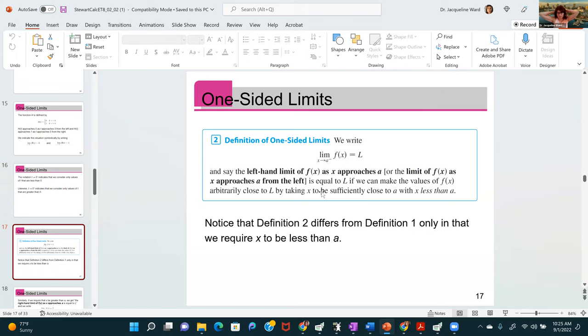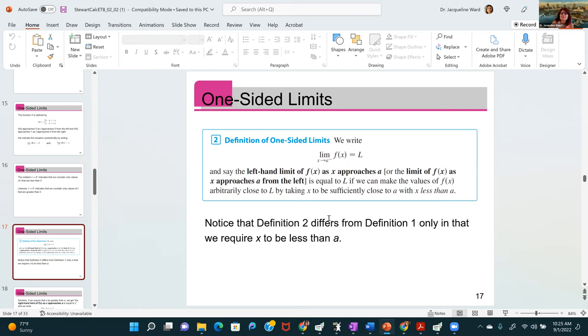All right, so the definition of a one-sided limit. We write the limit as x goes to a from the left of f of x equals L. So we say the left-hand limit of f as x approaches a, or the limit of f as x approaches a from the left, is equal to L if we can make the values of f as close to L as we want by taking x values sufficiently close to a, as long as x is less than a.